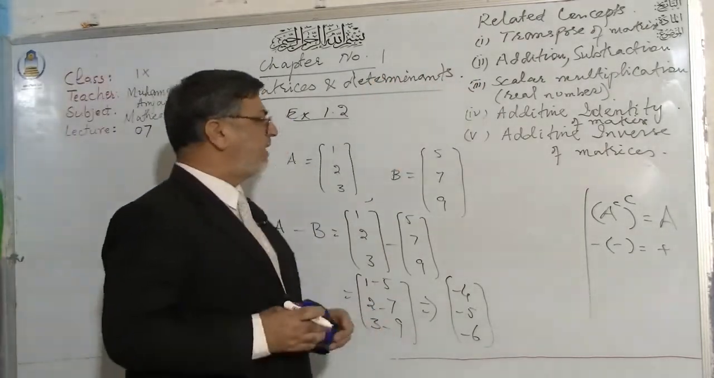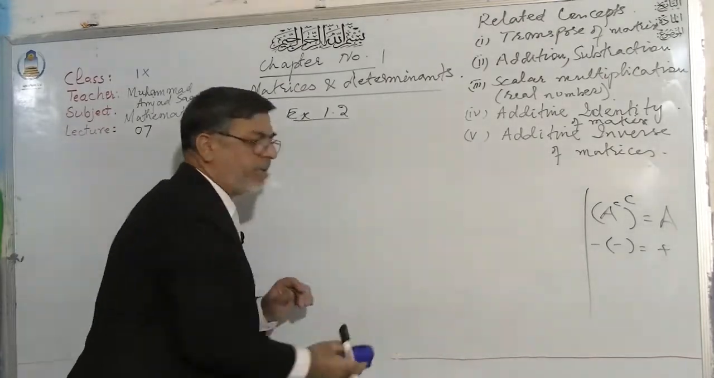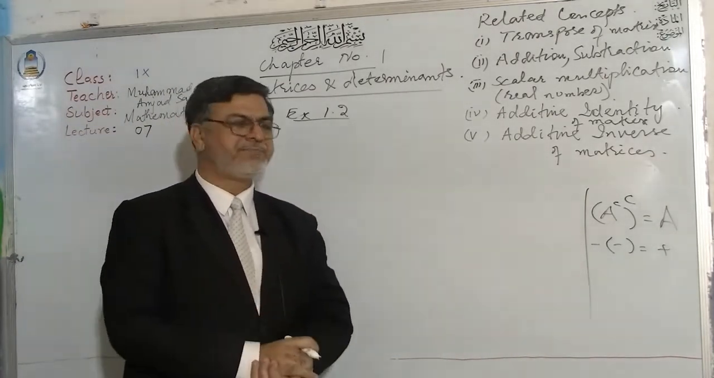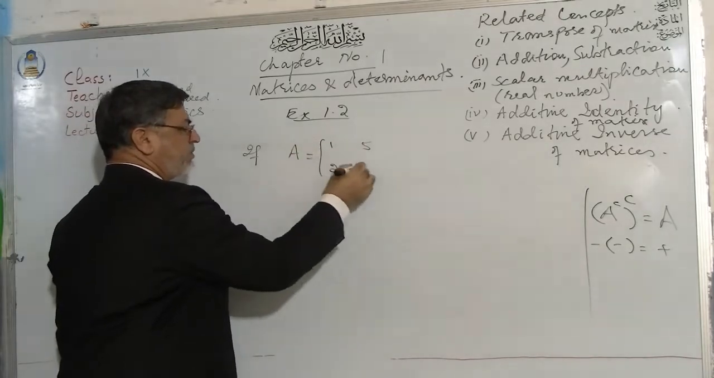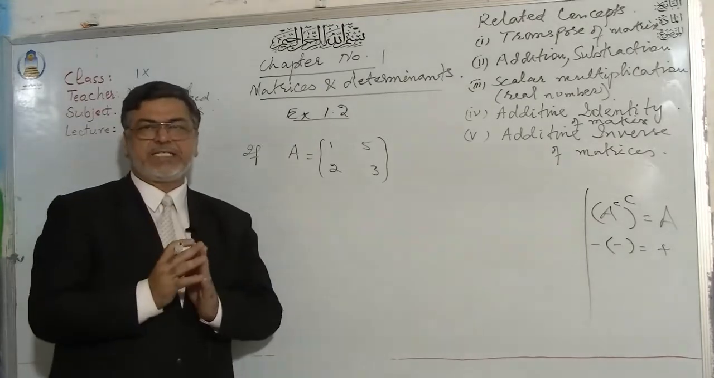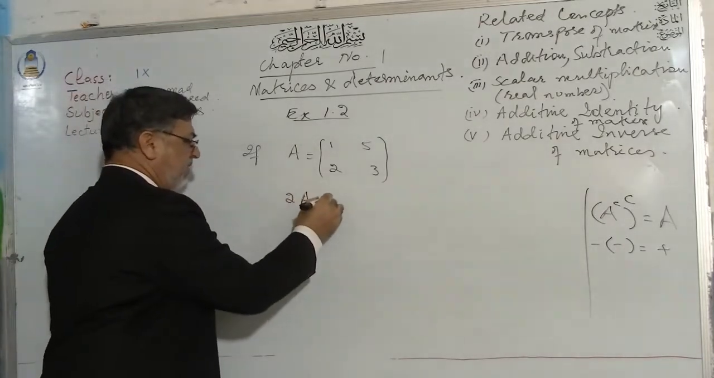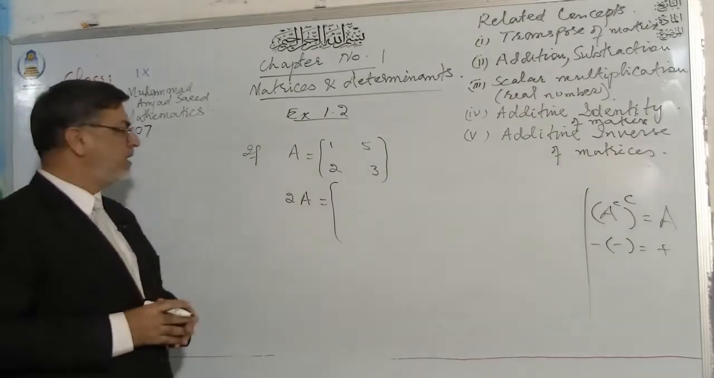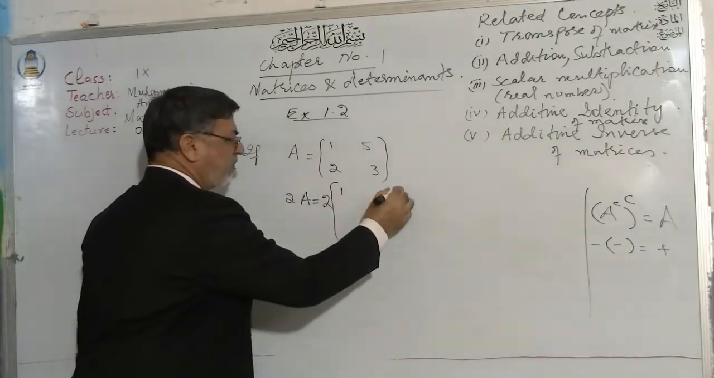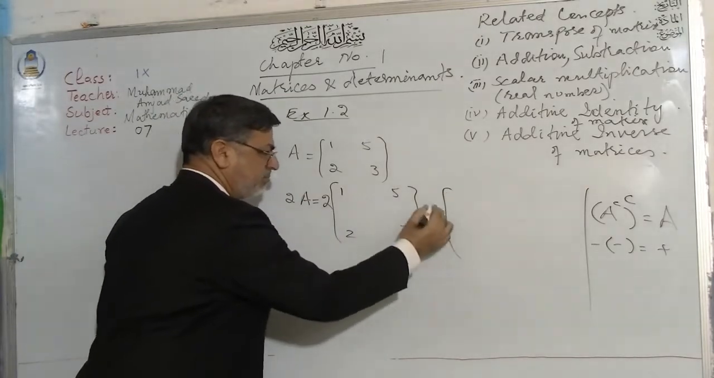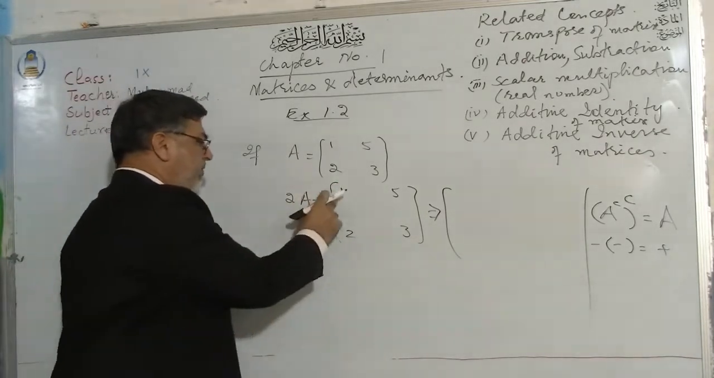After that, scalar multiplication. Scalar multiplication means you have to multiply any matrix by positive or negative real number. For example, if you have A is equal to 1, 5, 2, 3, and you want to multiply this matrix by a constant number, by a scalar number, by a real number, that may be plus 2. Suppose you want to find 2A. 2A means 2 into A, 1, 5, 2 and 3. What you will do? Each element, each entry will be multiplied by 2.